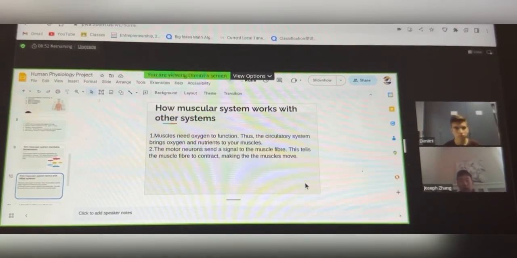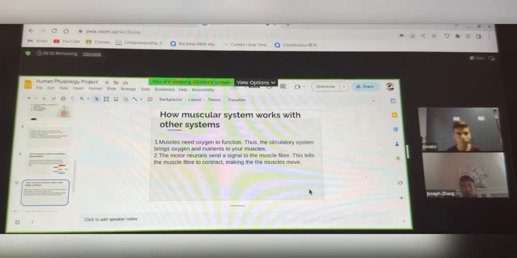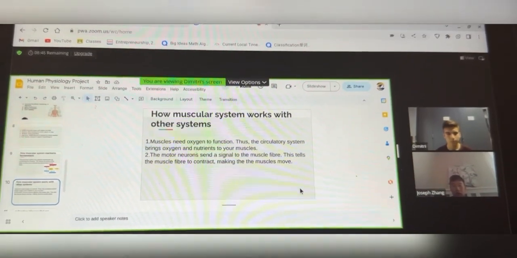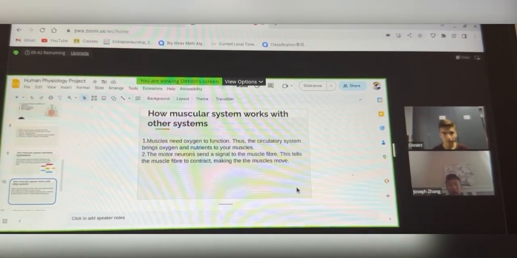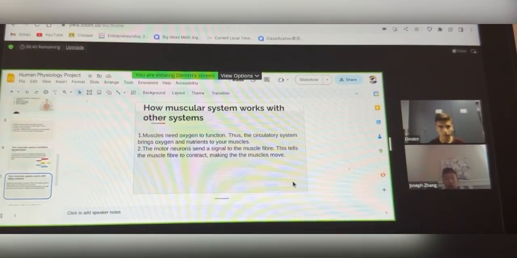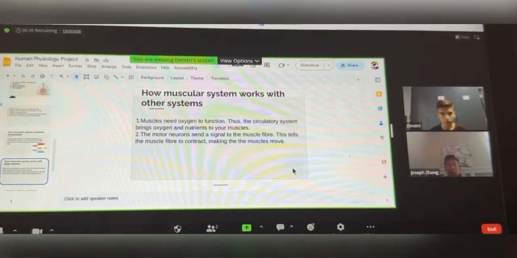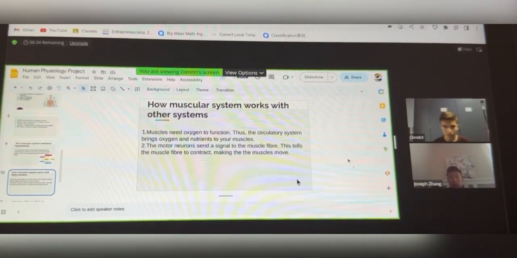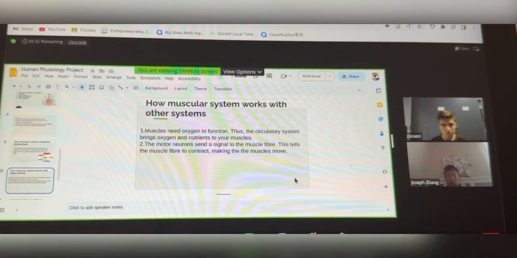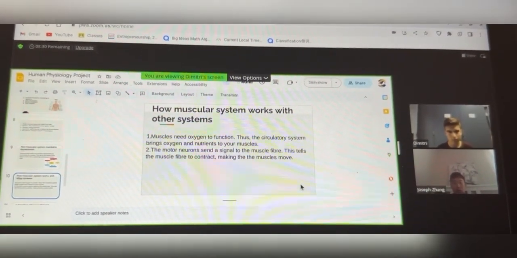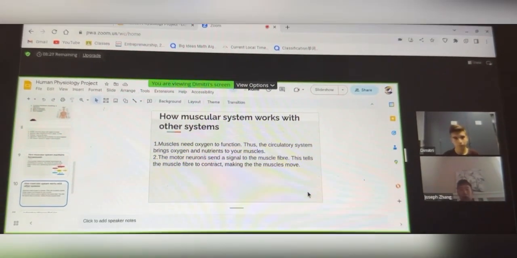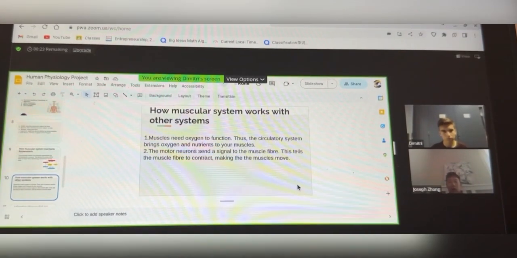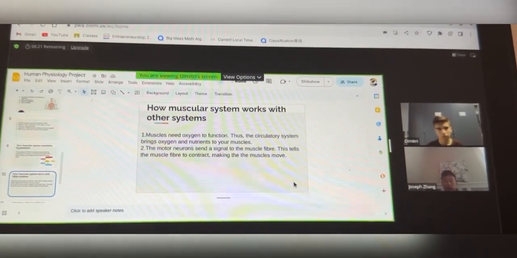So, how does this system work with other systems? As everyone knows, muscles need oxygen to function. So the circulatory system brings oxygen and nutrients to the muscles so the muscles can work. And another way the system works with other systems is when the motor neurons send a signal to the muscle fiber. This tells the muscle fiber to contract, and then it also makes the muscles move.